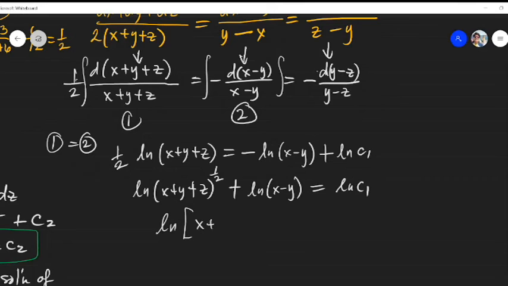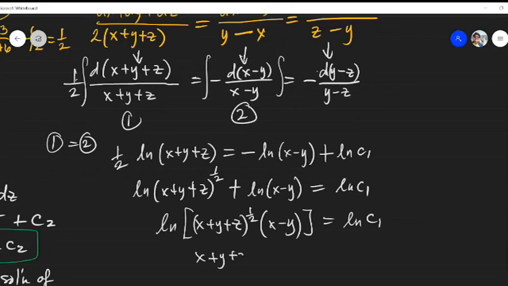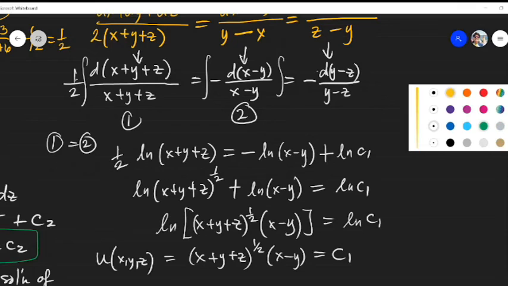So we have (x plus y plus z) quantity raised to 1/2 times (x minus y) is equal to ln of c sub 1. So therefore, (x plus y plus z) raised to 1/2 times (x minus y) is just equal to our c sub 1. And this is our u of x, y, z. This is our first solution.